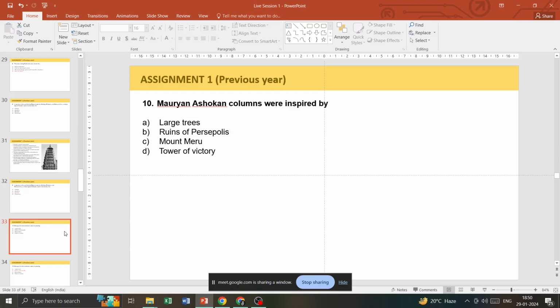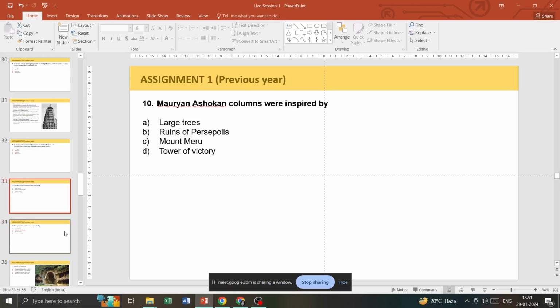I added a slide over here. It's missing right now, so I'll just quickly explain about it. In the Achaemenid Empire, or you can say the earlier Persian Empire, they had elaborate architecture.